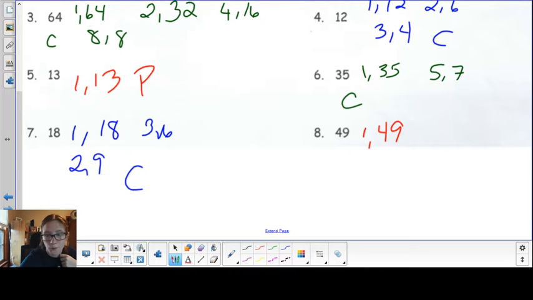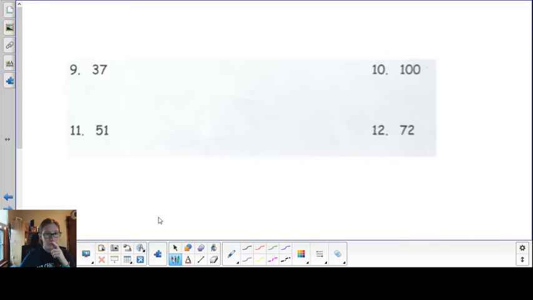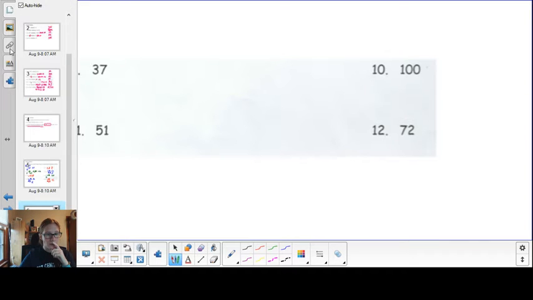49. 1 and 49. 2, no. 3, well, I get 13, so no. 4, 5, no. 6, no. 7, yes. He's again a perfect square. So 7 and 7, and he's composite. These are my last two. Yes, they are. Okay.